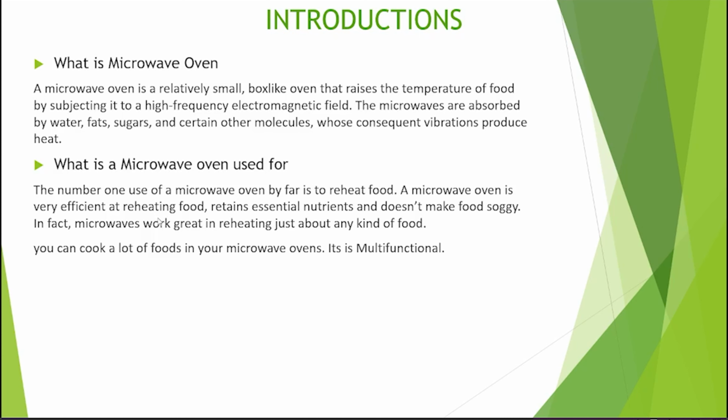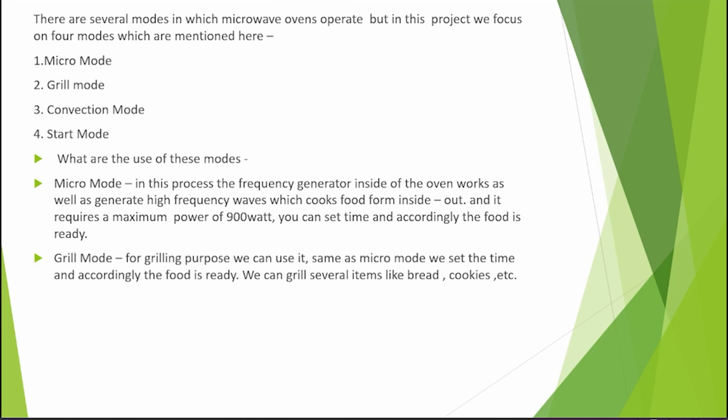Next, what is a microwave oven used for? The number one use of a microwave oven by far is to reheat food. A microwave oven is very efficient at reheating food, retains essential nutrients and doesn't make food soggy. In fact, a microwave oven is great at reheating just about any kind of food. You can cook a lot of food in your microwave oven. It is multifunctional.